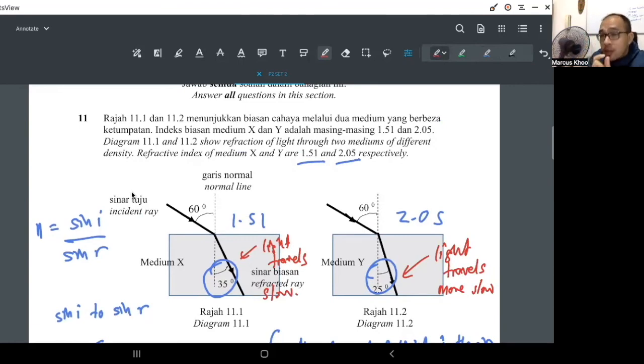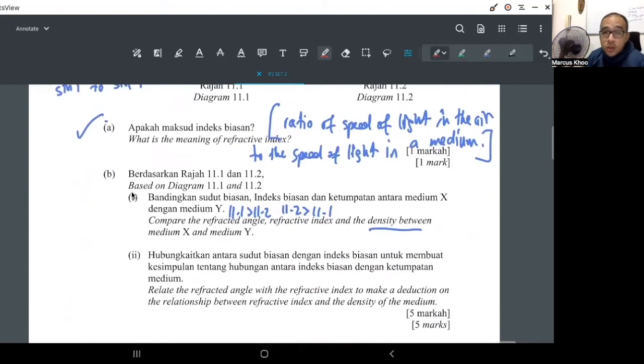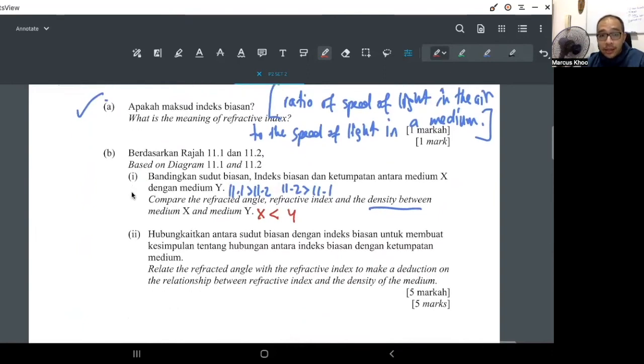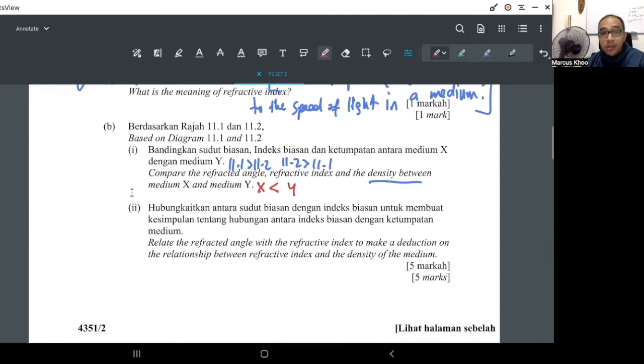The smaller the refracted angle is, the slower the light is traveling, which means that the medium is more dense. Okay, in a more dense material, the light will travel much slower. So the density between medium X and medium Y, X is smaller than Y, or Y is bigger than X. Either way is okay. So relate the refracted angle with the refractive index. Okay, so that's the first one.